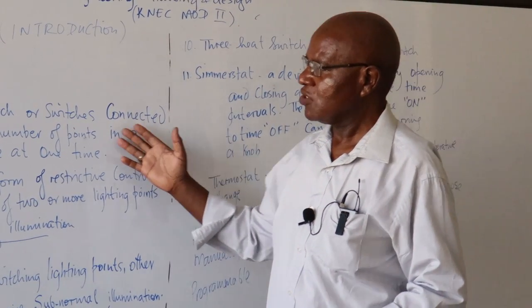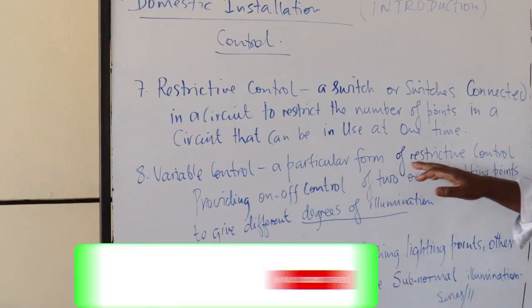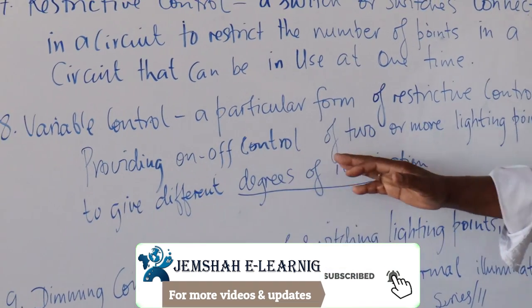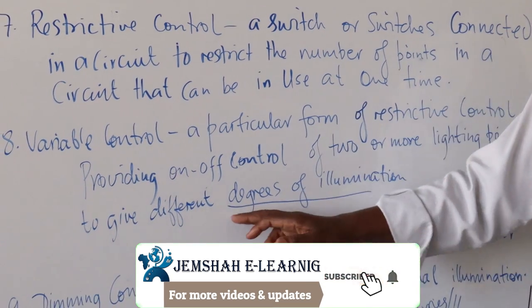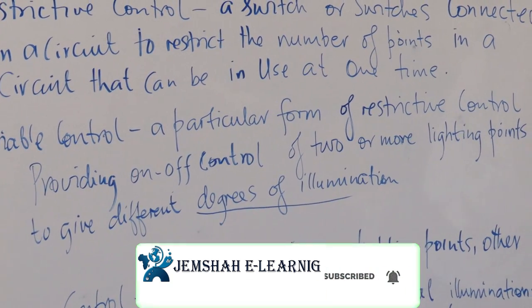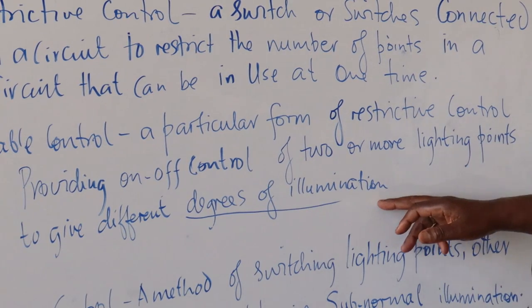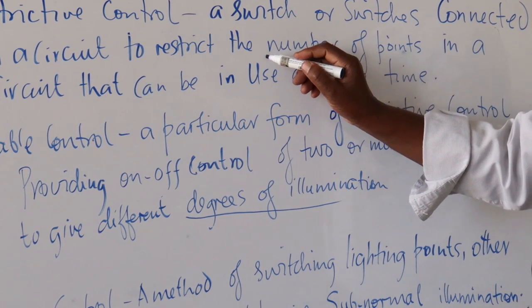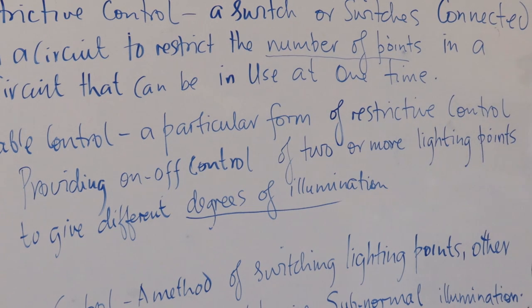And then we have got a variable control. Now the variable control is a particular form of restrictive control providing on and off control of two or more lighting points to give different degrees of illumination. Now here we're talking about degrees of illumination. In the restrictive control, we are more keen on the number of points, but more or less they are doing the same thing.